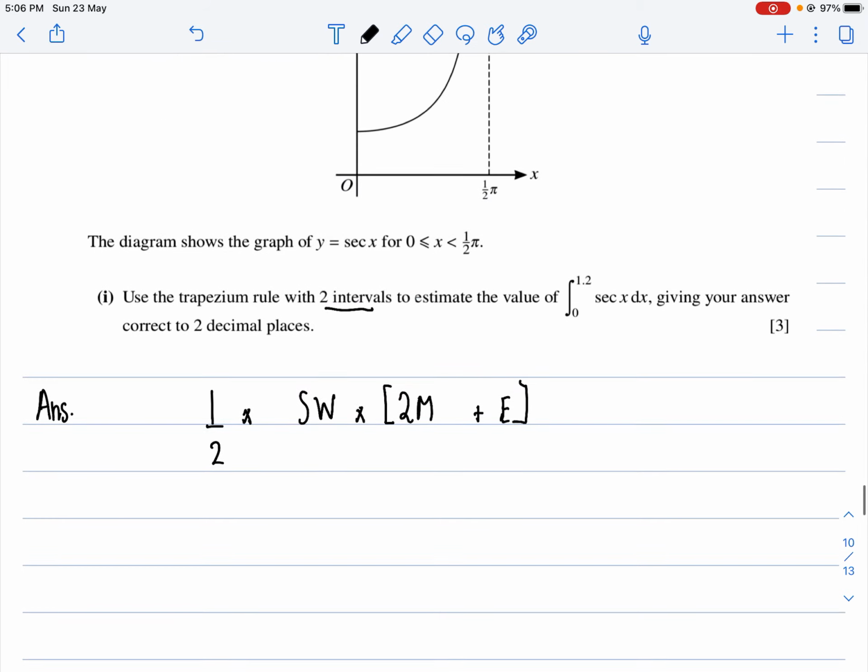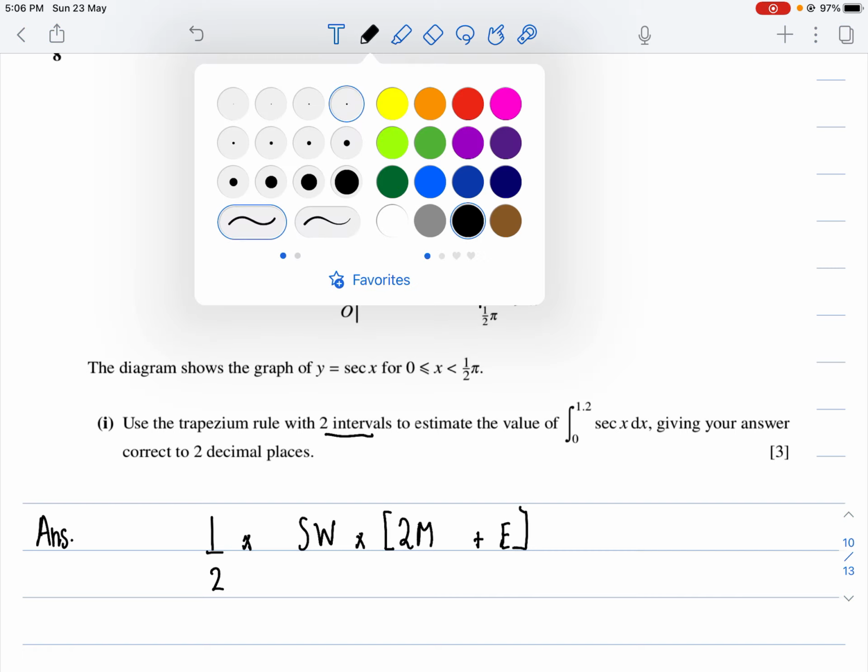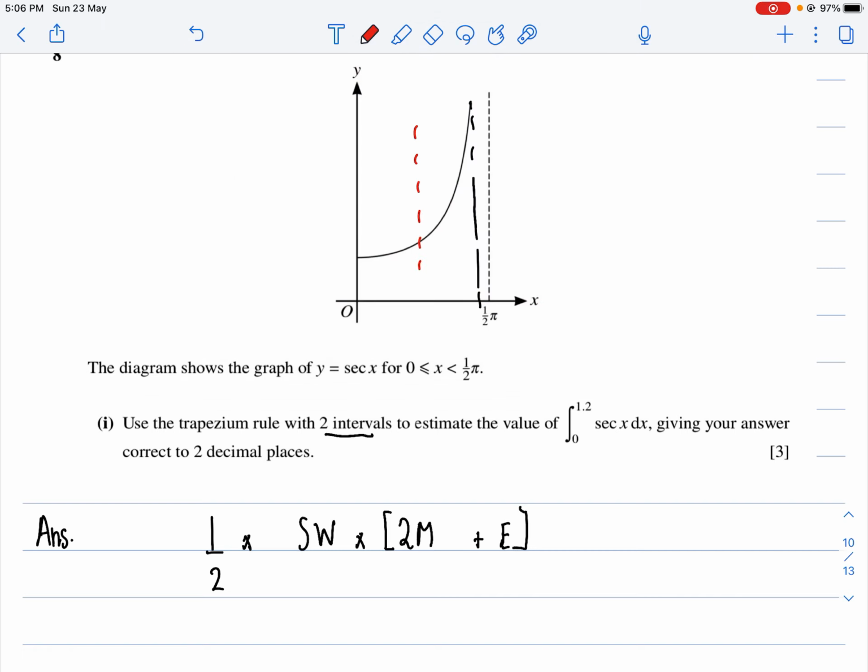Basically in this curve, from 0 to 1.2, I simply need two intervals. Two intervals means two gaps. So I can make a line here in the middle, and say this is gap 1 and this is gap 2. Now I know this end here is 1.2. I need this to be the midpoint of 0 and 1.2.